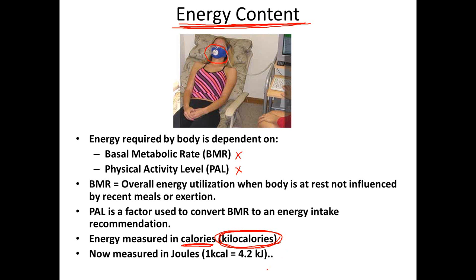Now, a kilocalorie is an older measure of energy. A more modern measure is joules. Okay? And you will see on the sides of your food packets both kilocalories and joules, kcal and kJ. And there is the conversion. So basically, calories are a measure of the amount of energy that is present in a particular foodstuff.